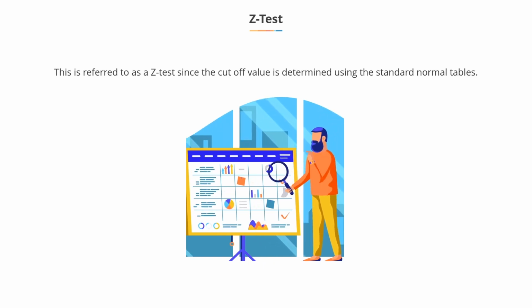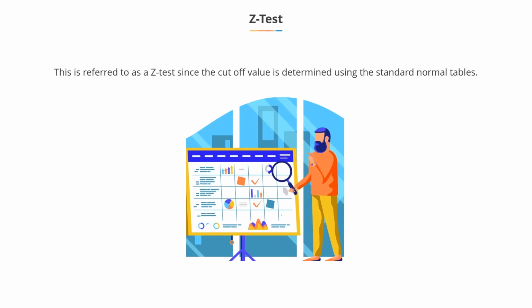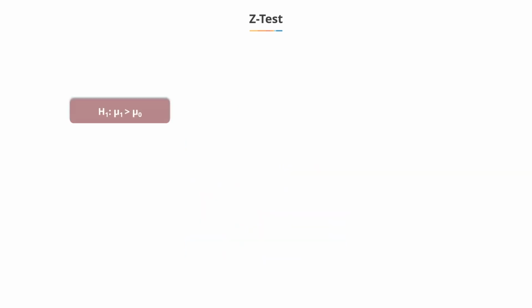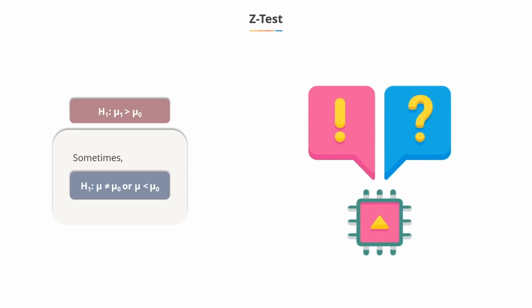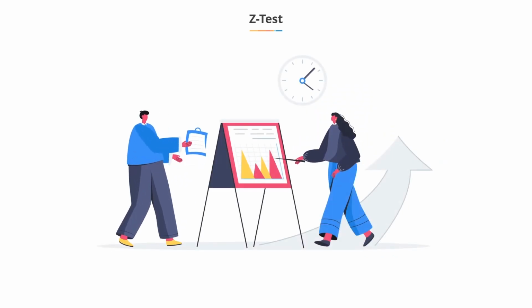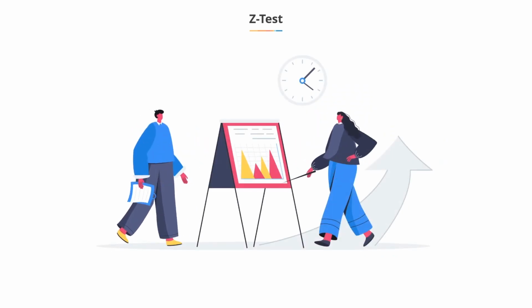Sometimes, the normal tables cannot be used. This will be dealt with in a subsequent chapter. In the earlier discussion, we set alternate hypothesis as mu is greater than mu naught. Sometimes, alternate hypothesis would be mu is not equal to mu naught or mu is lesser than mu naught. These aspects will be illustrated with a contextual example in the next section.